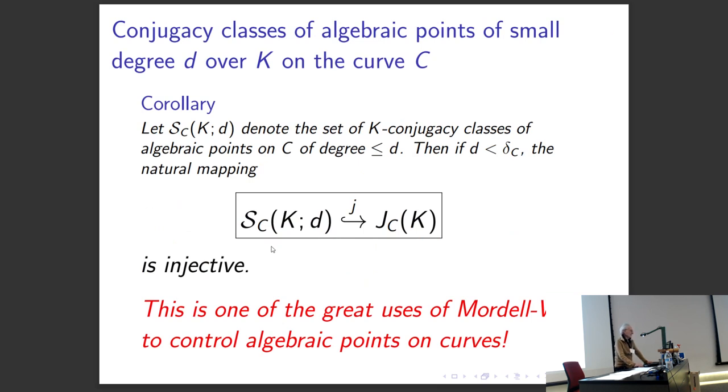A corollary of the theorem is if D is less than this gonality, the natural mapping is injective. Now this is what I wanted to get to. Namely, this is one of the great uses of Mordell-Weil to control algebraic points on curves.